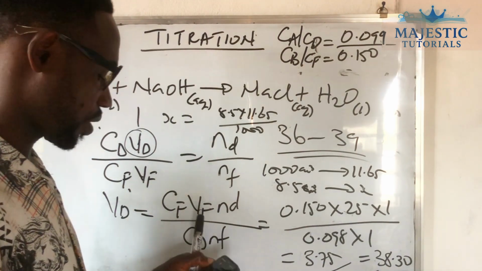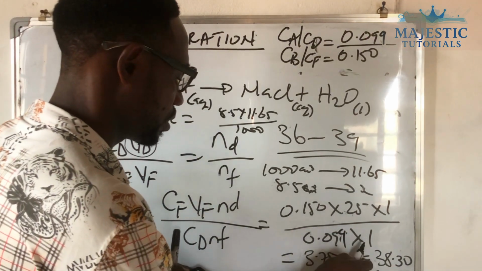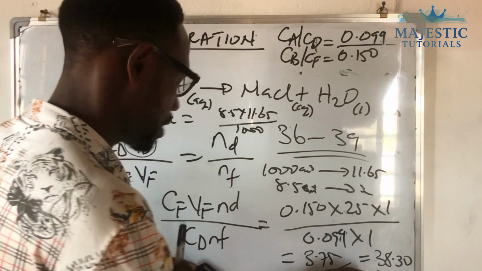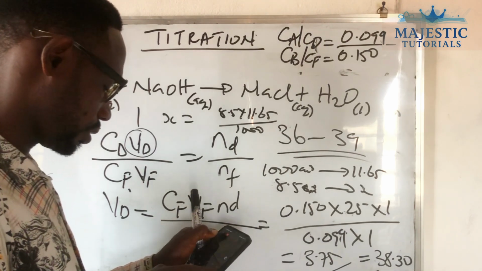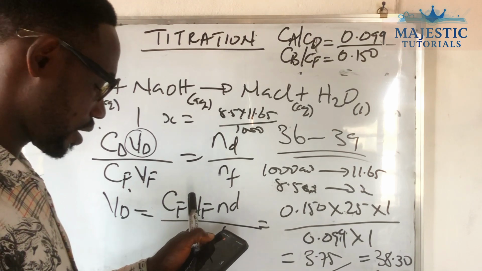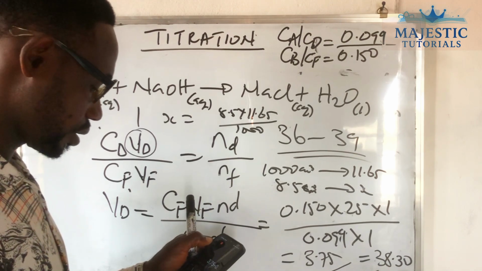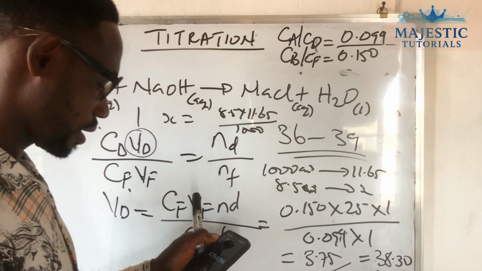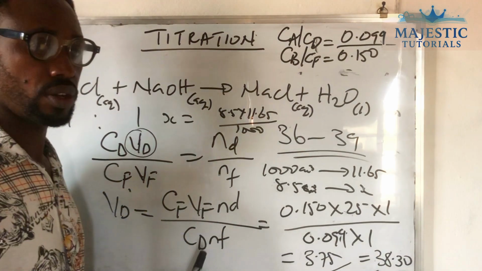So let's see, 3.75 divided by 0.099. What do we have? 3.75 divided by 0.099 is 37.8, which is still giving us 38 on the average.